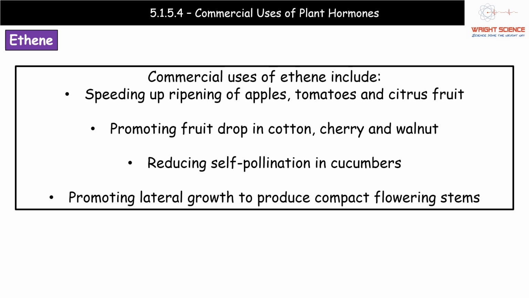Not particularly nice. And the last one there is if we're thinking about the flower industry, then we can use ethene to promote that lateral growth, which means we get these compact flowering stems. So what we're going to have is basically a shorter stem with a lot of flowers on it, which is just more attractive in the grand world of flowers.